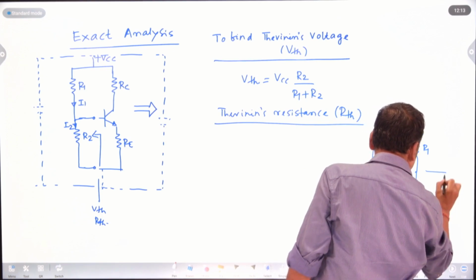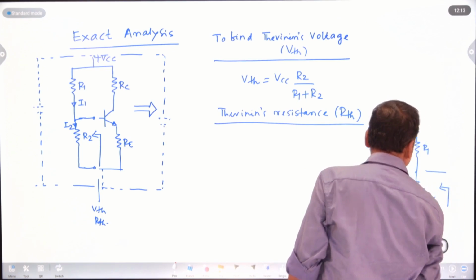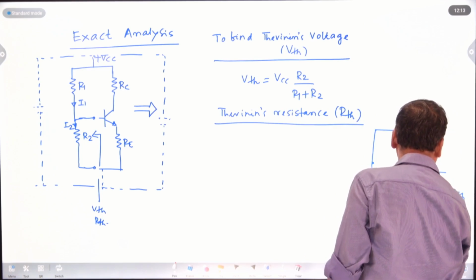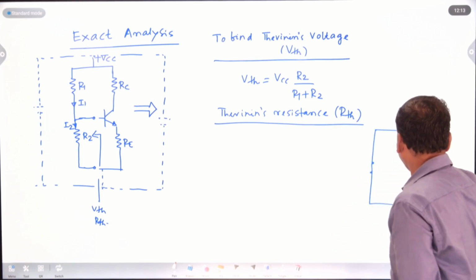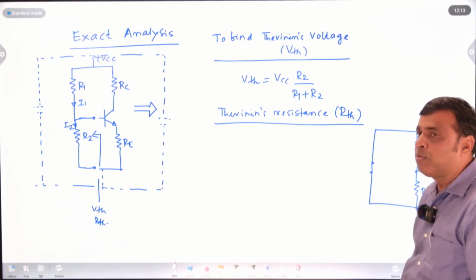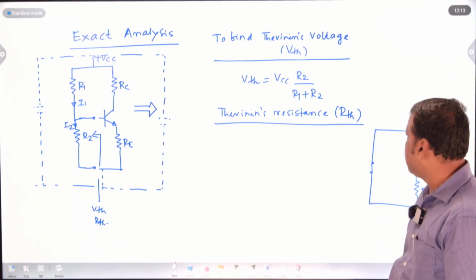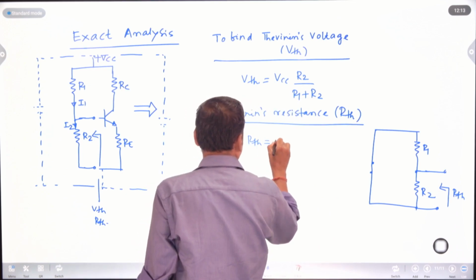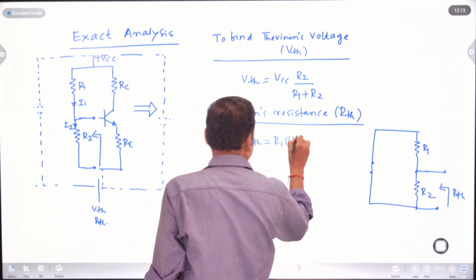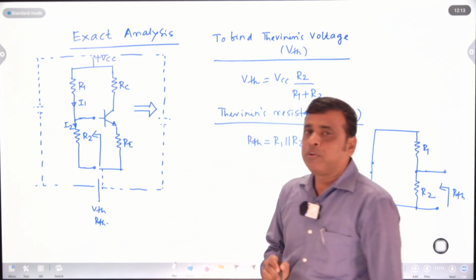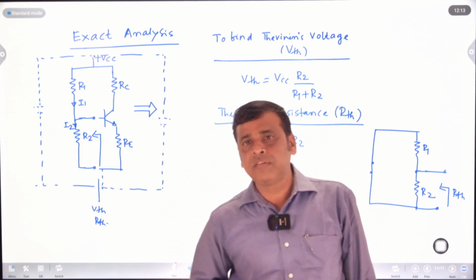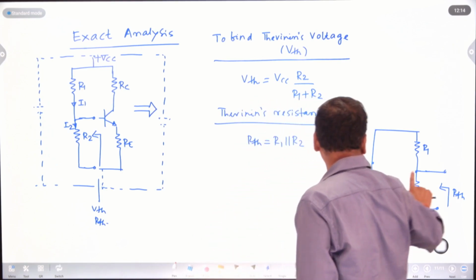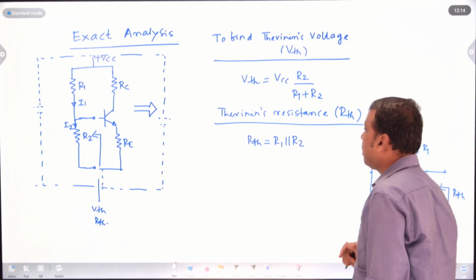Now if you look here, what is my RTH? This R1 comes in parallel to R2. So RTH equals R1 parallel to R2. If two resistances are in parallel, the equivalent resistance is the product of the resistances by the sum of the resistances. So RTH is nothing but R1 parallel to R2.